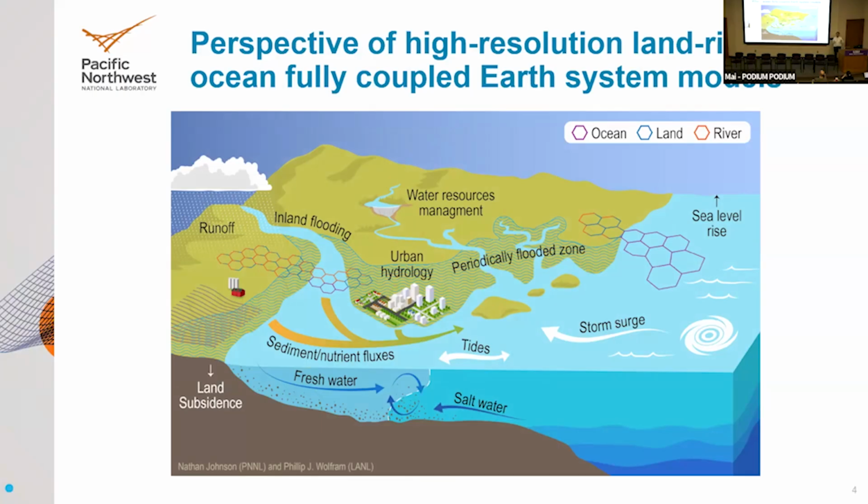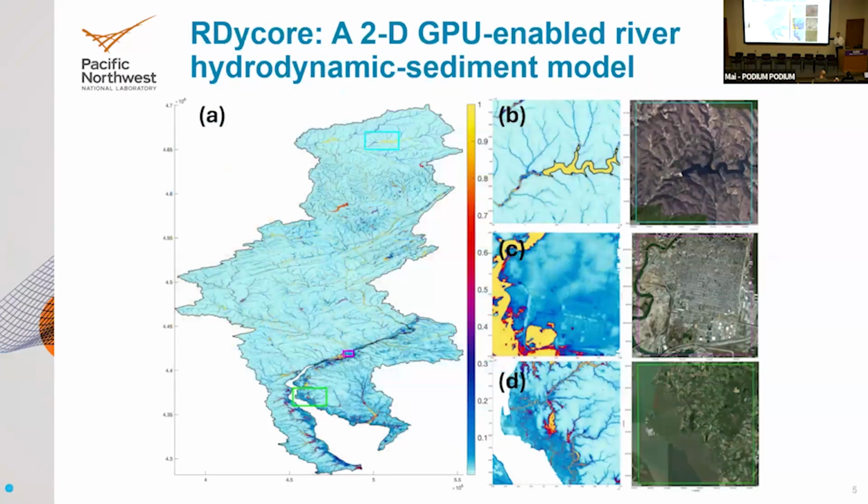This new framework is represented in this diagram. In this new E3SM model, we will resolve the land, river, and ocean grid cells using an unstructured refined mesh, and we will represent the compound forcing of river discharge, tide, and surge. We can also model the transport of sediment, carbon, and nutrients in the land, river, ocean continuum. So how do we do that? Well, the first capability we developed is a 2-dimensional high-resolution hydrodynamic sediment model called R-DICO.